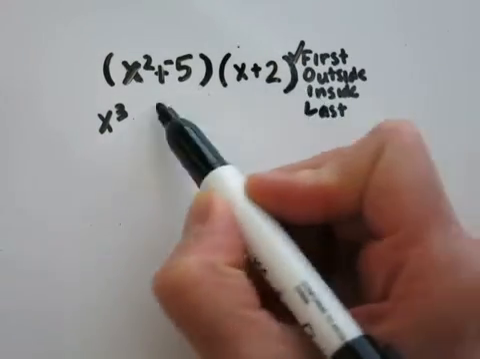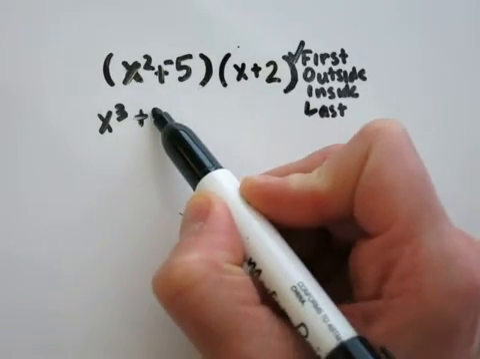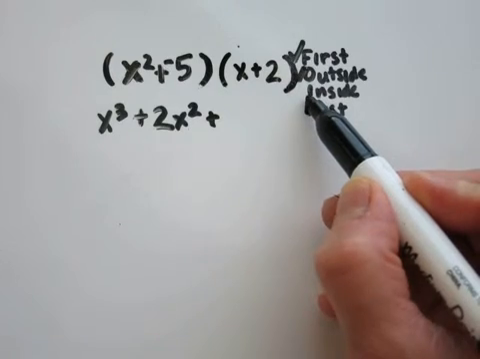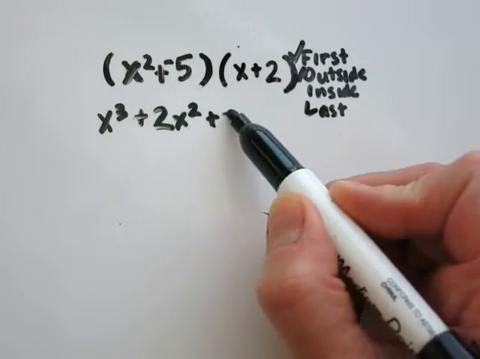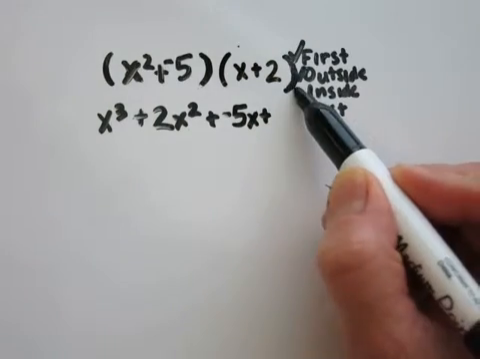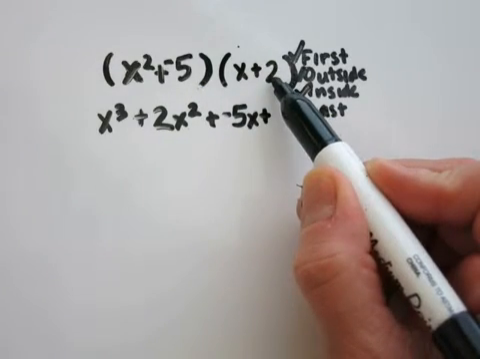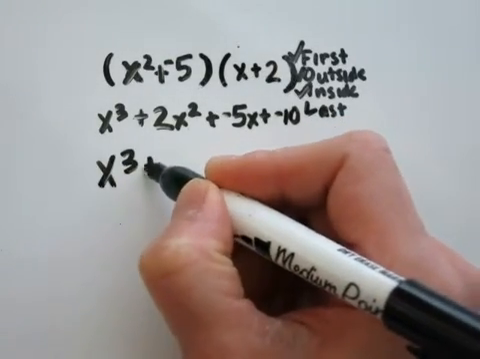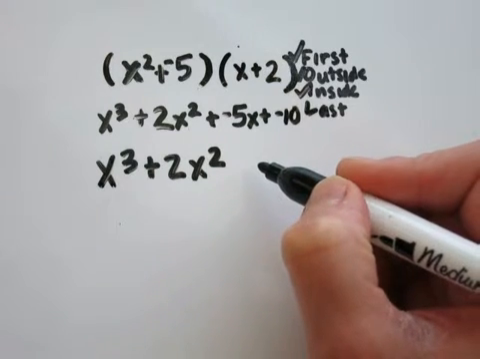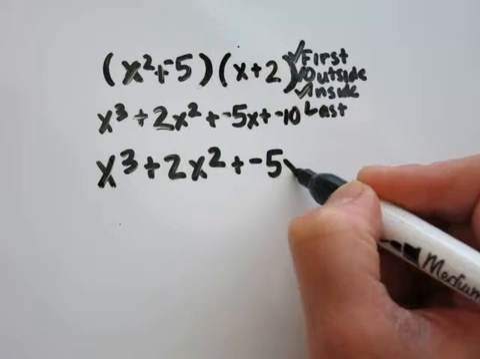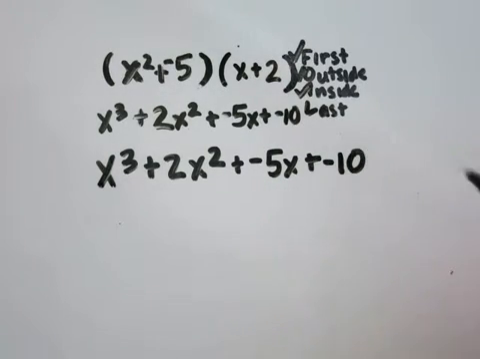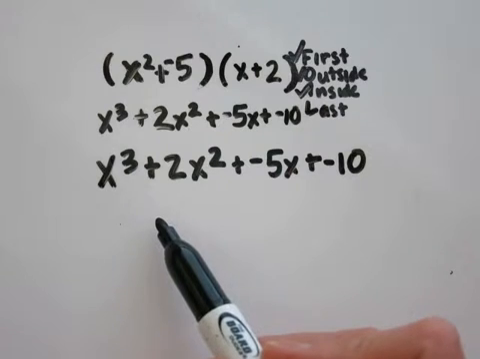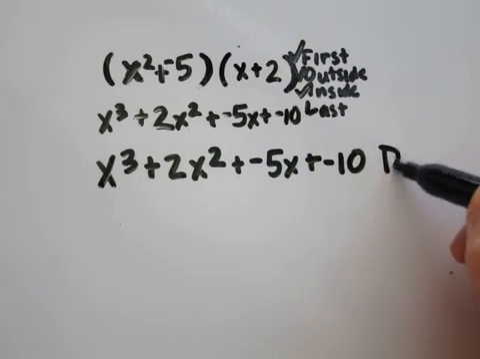Now for the outside numbers, x squared times 2 is 2x squared. Now for the inside numbers, negative 5 times x is negative 5x. For my last numbers, negative 5 times 2 is negative 10. I'm just going to rewrite this so you can see it a little clearer. I'm left with x cubed plus 2x squared plus negative 5x plus negative 10. Looking to see if I can combine any like terms. I cannot. So this is my final answer. And this is the same as selection D.